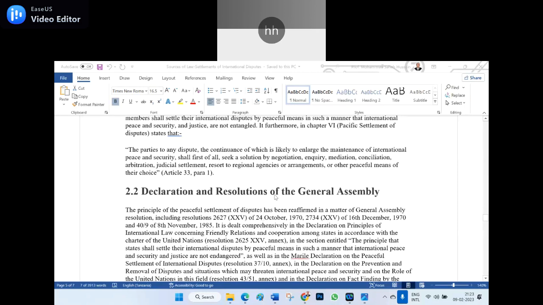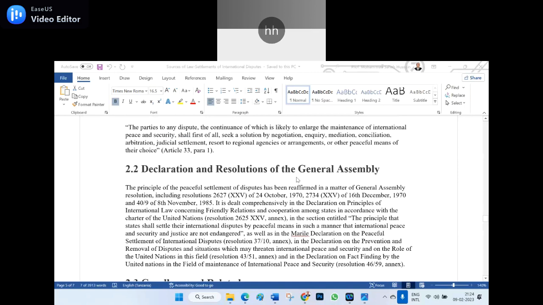So, the Pacific Settlement under Chapter 6 is given. By these methods, amicable settlement would be there in international disputes. So, 2.2 says, declarations and resolutions of the General Assembly.